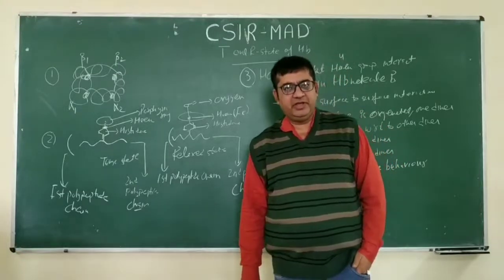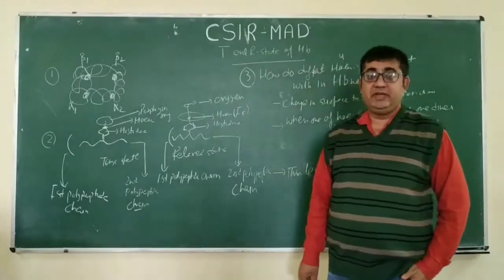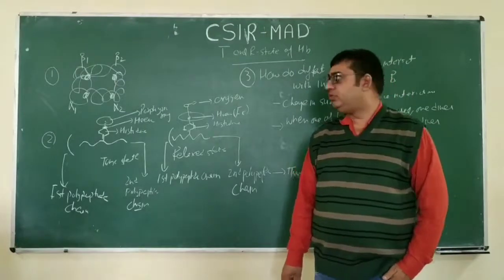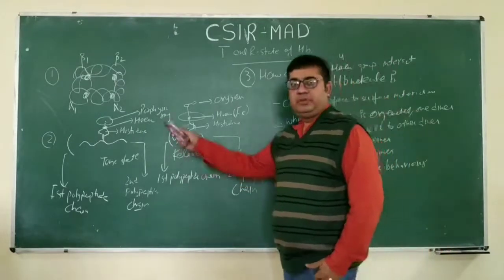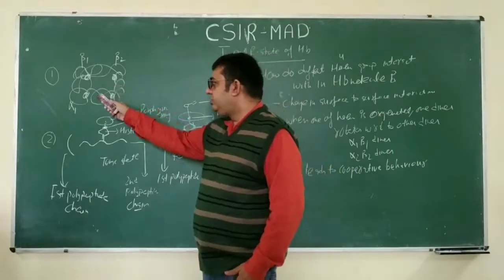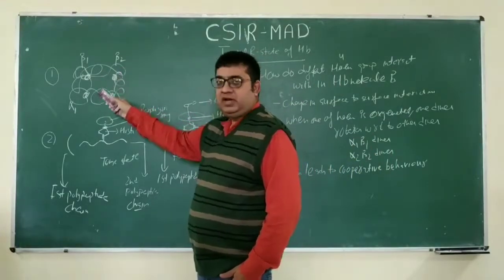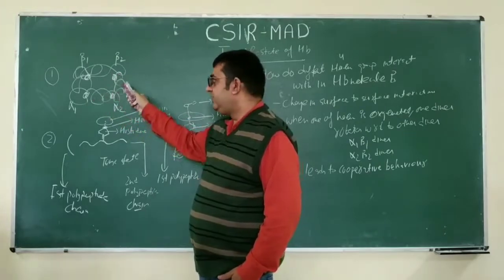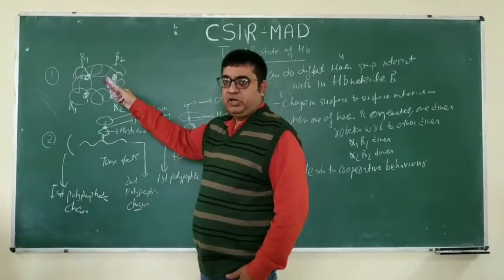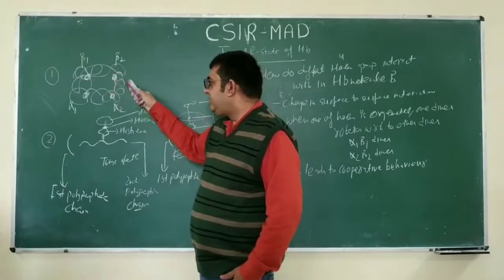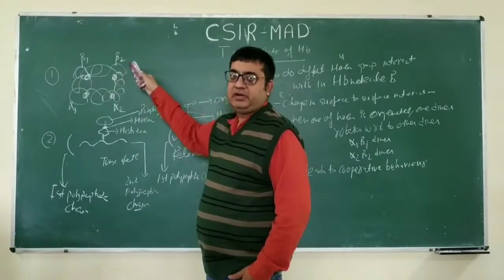Good evening friends. Today we are going to talk about the cooperative behavior of hemoglobin molecule. Now this hemoglobin molecule is made up of four polypeptide chains, beta 1, beta 2, alpha 1 and alpha 2. Basically we can see this hemoglobin molecule as alpha 1, beta 1 and alpha 2, beta 2 dimer.